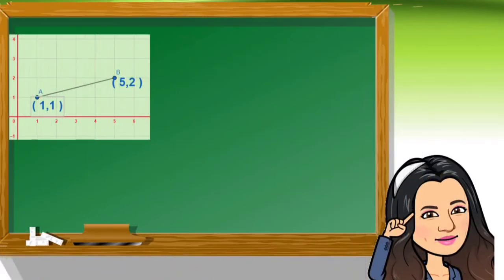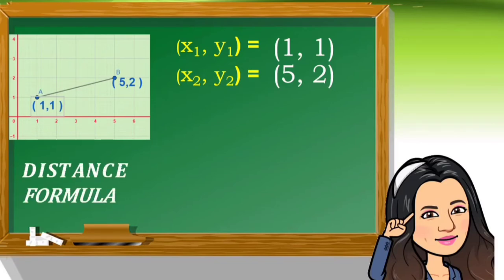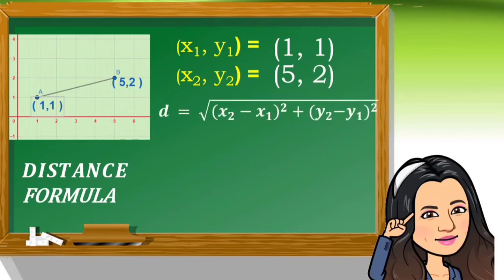Given this illustration, let us find the distance between these two given points. Let us represent the first point as (1, 1) and the second point as (5, 2). To find its distance, we will use the distance formula. And what is that distance formula? It is defined by the equation d is equal to the square root of the square of the quantity x sub 2 minus x sub 1 plus the square of the quantity y sub 2 minus y sub 1.